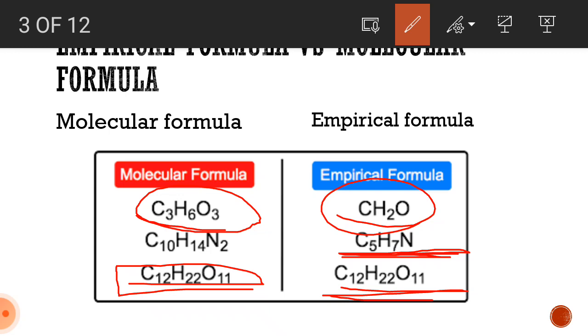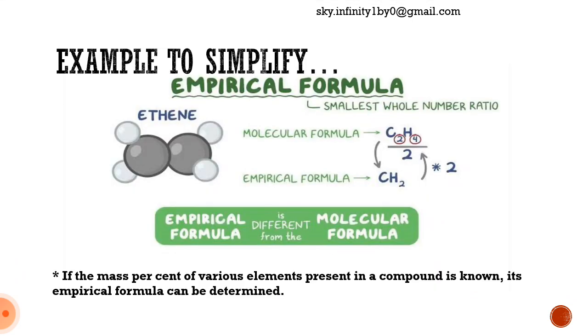But for a molecule like C12H22O11, here the empirical formula and the molecular formula will be the same. Why? Because you cannot reduce it to a simple whole number ratio. This is an example of a molecule of ethene, which shows that empirical formula is not equal to the molecular formula.